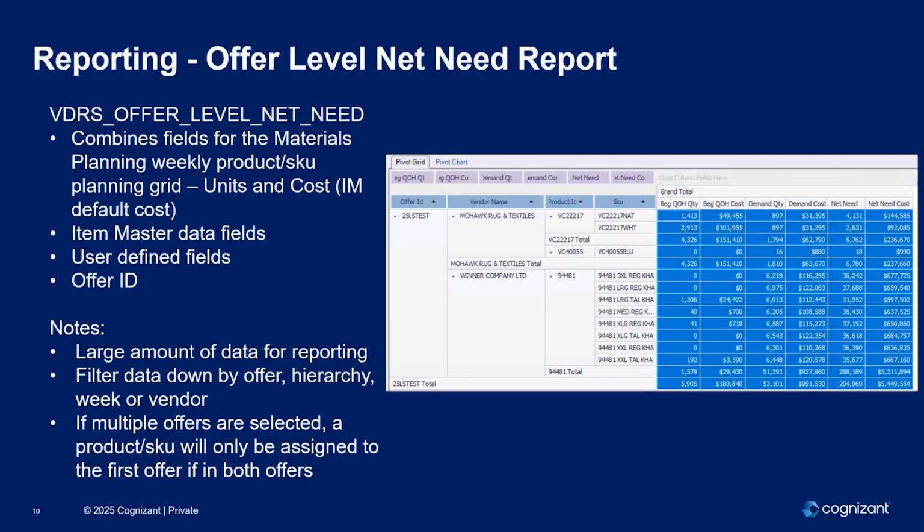So the data within the report will still, because we are pulling off of materials planning, be company level. So it will be the demand for the whole company by week. It won't be specific to the demand of that particular offer. But it does give users a great flexibility. They can get in, they can look at inventory position or net need at the start of an offer, during or at the end of an offer.